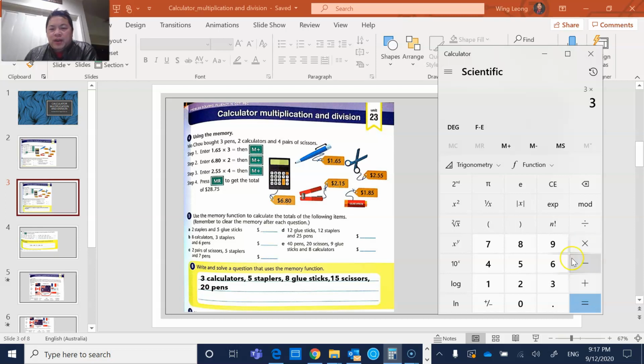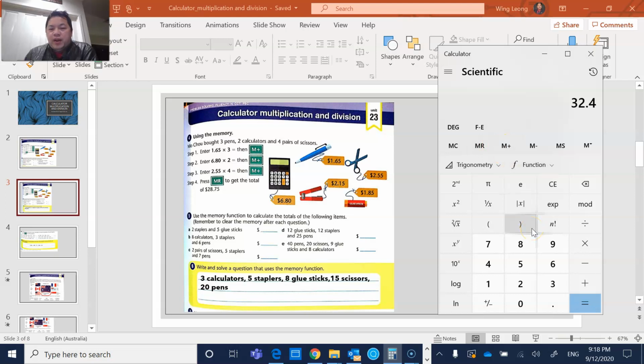So 3 calculators, 3 times 680 equals memory. Then after that, I have 5 staplers. 5 times stapler is 215, 215 equals memory again. I have 8 glue sticks, 8 times 185, equals, I put in memory again. I have 15 pairs of scissors, 15 times 255 equals, I put in the memory again. And then after that, I have 20 pens, 20 times pen is 165, 165 equals, again I put it into the memory.